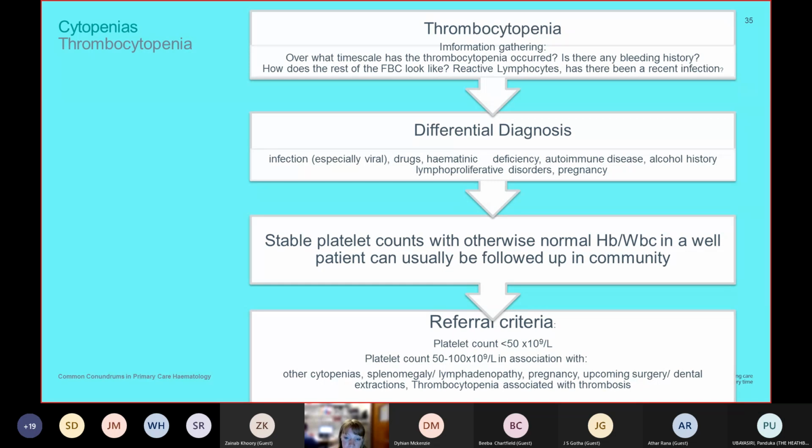Now, patients with a stable platelet count and otherwise normal hemoglobin or white cell count can normally be followed up in the community. However, if the patient's count dips below 50, or they have a count between 50 to 100 that's associated with other cytopenias, splenomegaly or lymphadenopathy, pregnancy, if they have an upcoming or planned surgery or dental procedure, or have thrombocytopenia associated with thrombosis, these would be the patients that should be referred to our clinic.